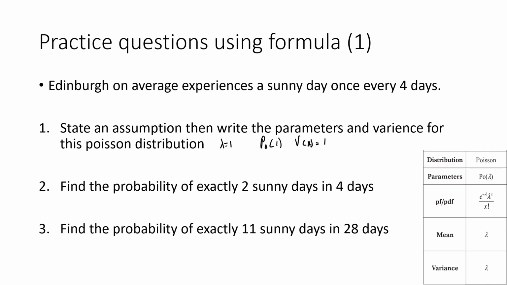Find the probability of exactly 2 sunny days in 4 days. Here we use the formula. So we would write the probability of x equal to 2 is equal to e to the negative 1 times 1 squared over 2 factorial. And that should give us 0.1839.